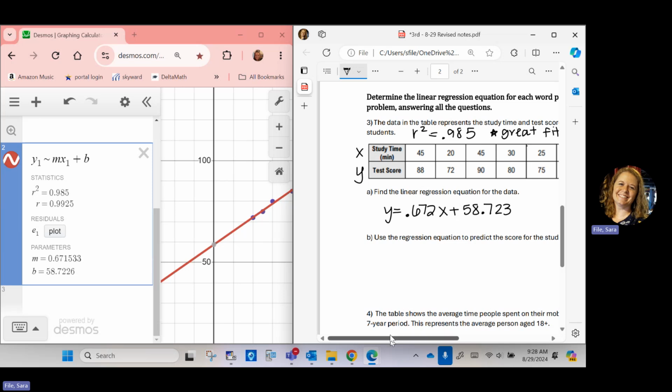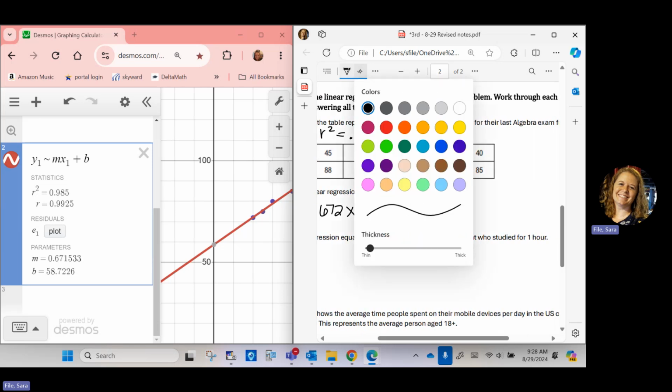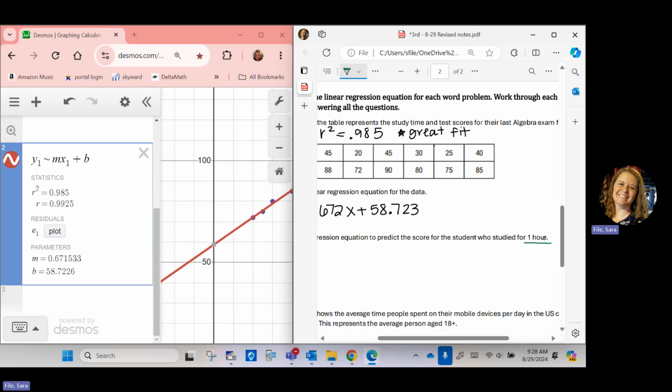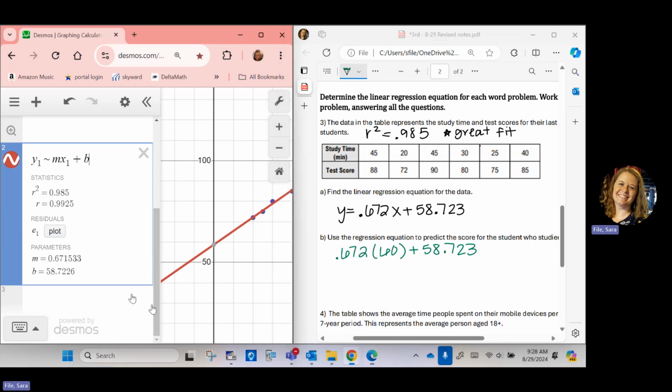Now it wants us to use that to predict the test score for a student who studies for 1 hour. Now, the study time is in minutes in the table. So I'm not plugging in a 1. What am I plugging in for X? Yeah, X is 60. So pay attention to your units to see if you need to convert anything. 0.672 times 60 plus 58.723. Okay, so I'm going to come over here and calculate that.